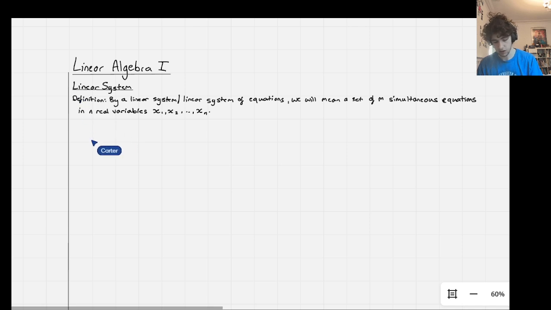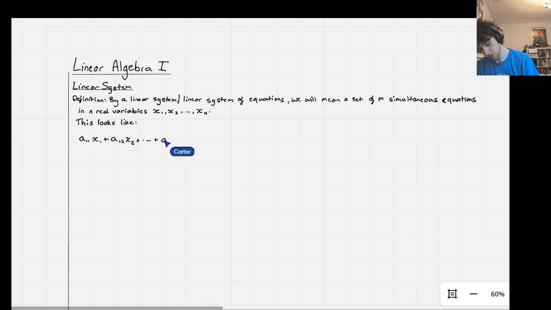And so what does this look like? Well, this looks like the following: a11 x1 add a12 x2 add all the way up to add a1n xn equals b1. That's the first equation.